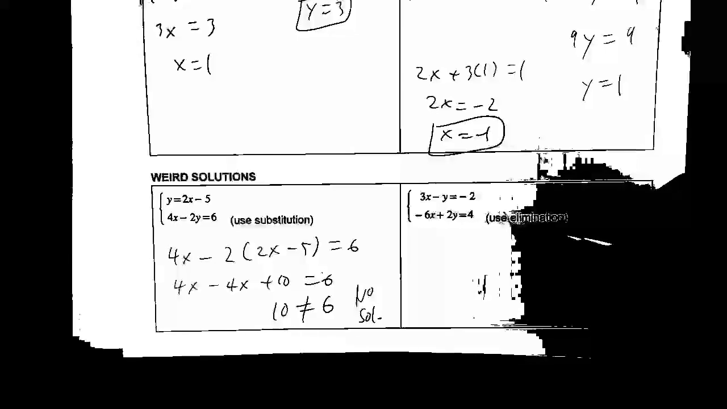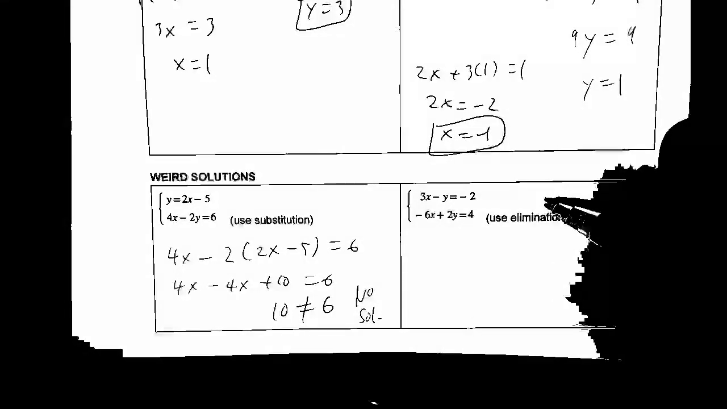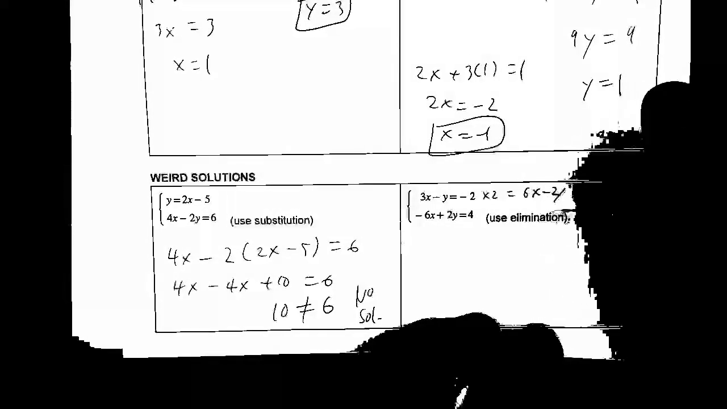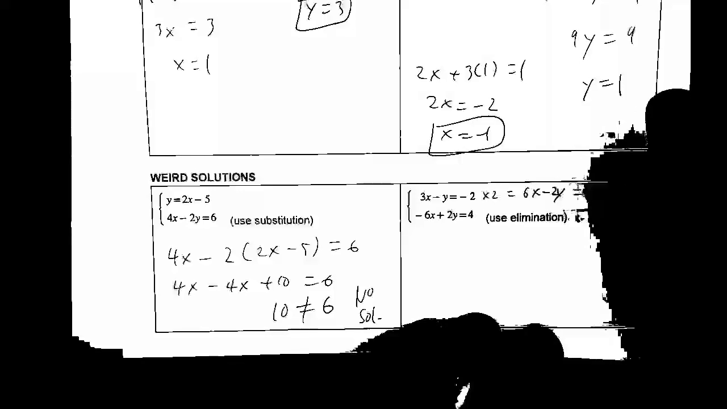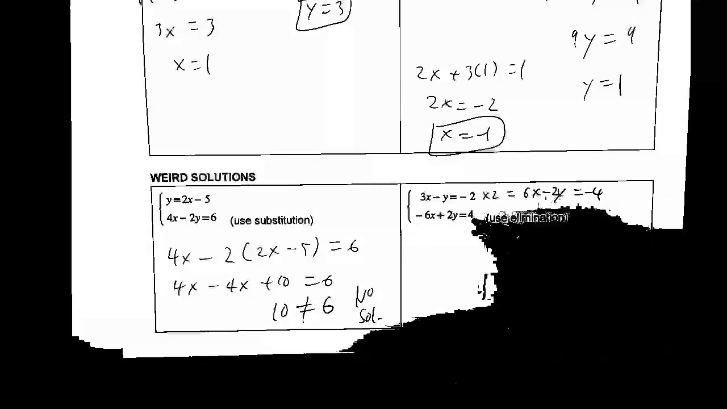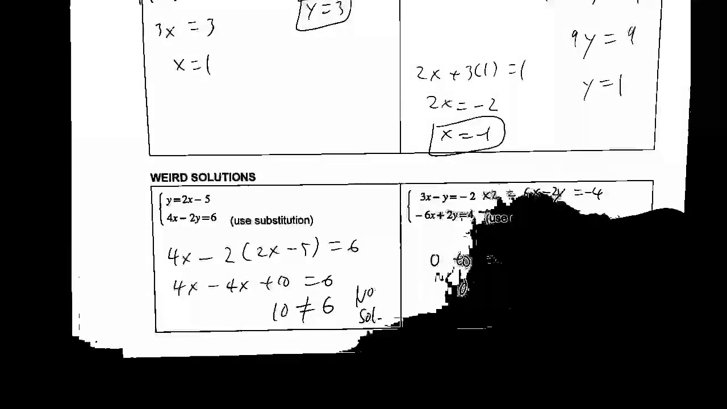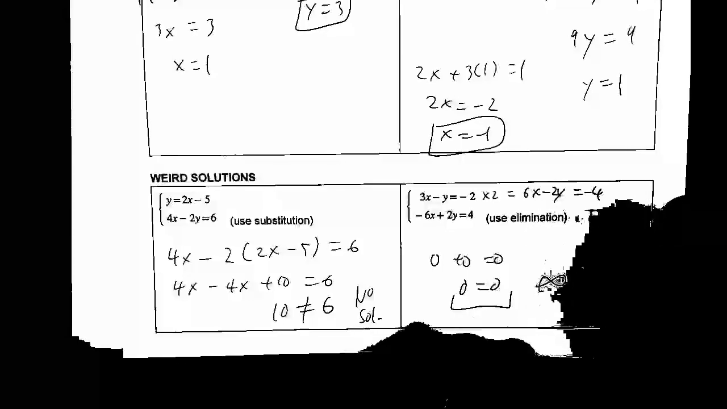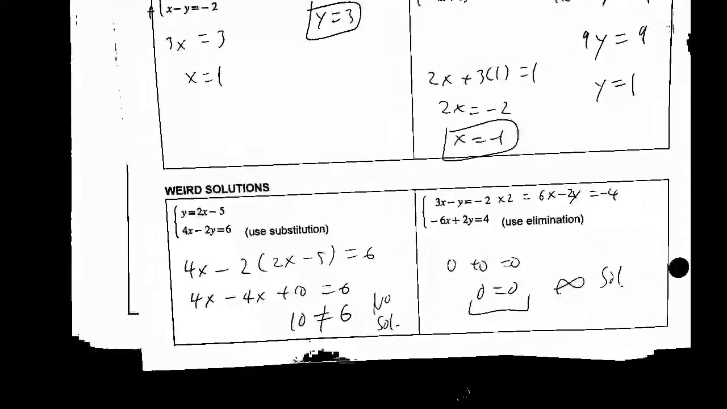Elimination here, if we multiply the top by 2, right, we get 6x minus 2y equals negative 4, and if we added these two together, we would get 0 plus 0 equals 0. So if you end up with this situation of 0 equaling 0, then it's infinite solutions. Okay?